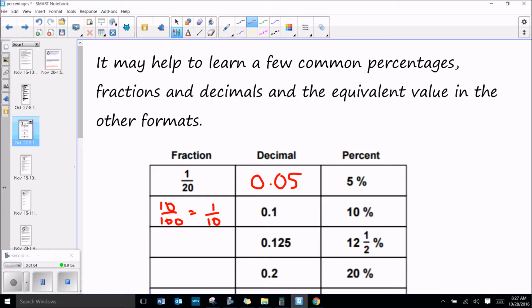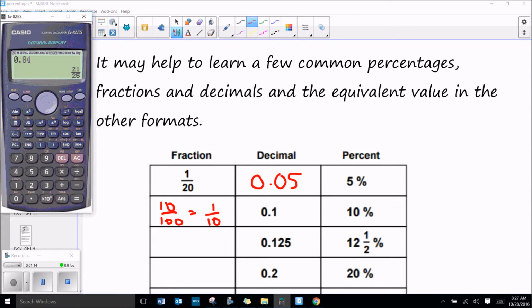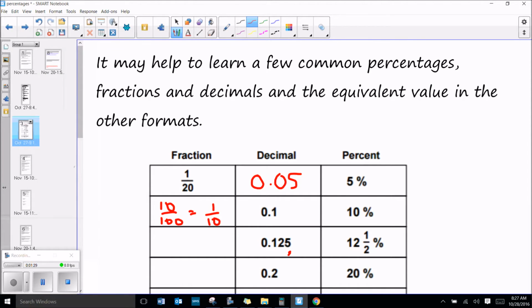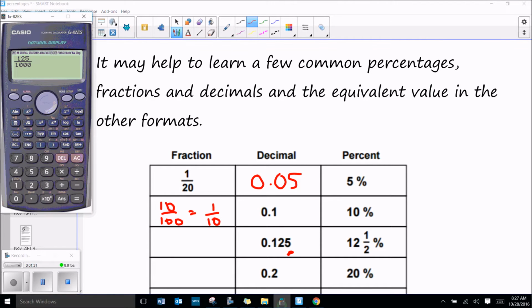The 0.125 and 12.5%, that's obviously more challenging as a fraction. So let's head to our calculator for this one. I'm going to put the 125 on as the numerator and the 1000 as my denominator, because I can see the 5 is in the 1000ths column. Press equals, and I can see that's 1/8.